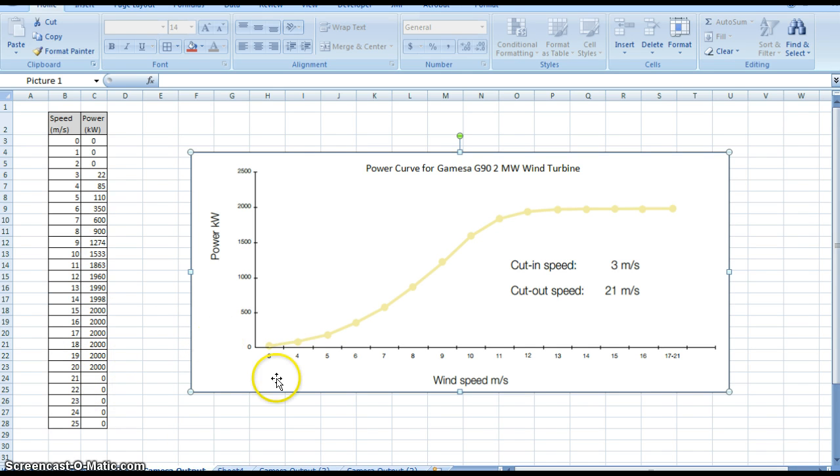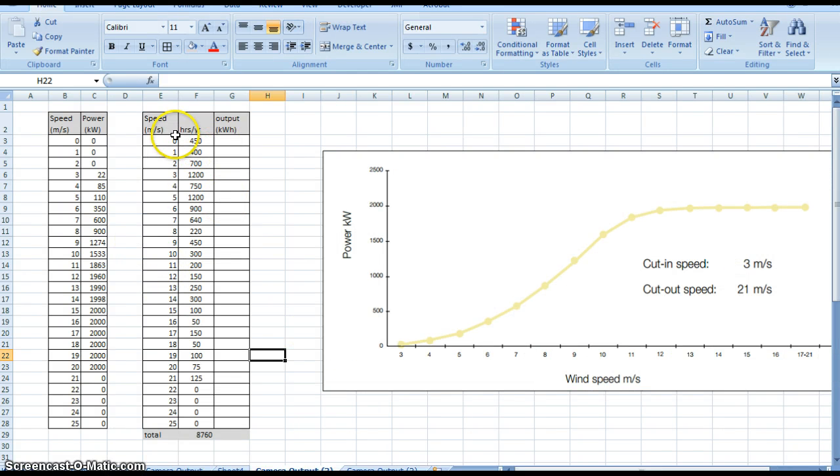Okay, so now we're going to look at how we determine the actual output in kilowatt hours given different lengths of time at different wind speeds.